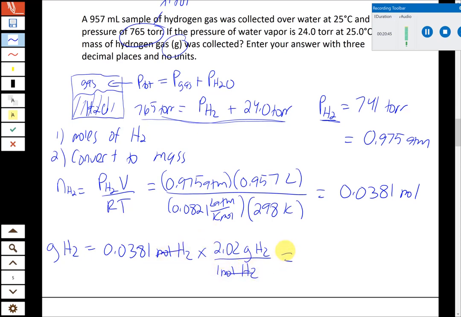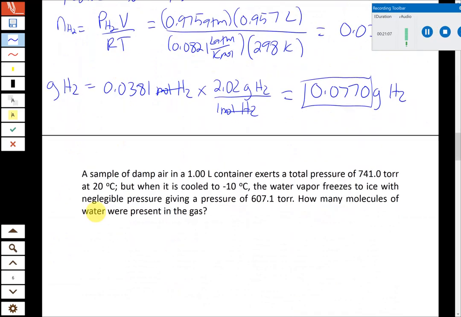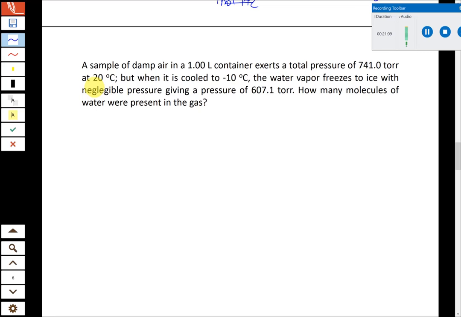So when we multiply that out, we get 0.0770 grams of H2, and that would be the number that you would enter in. All right, so that's how we would handle that problem, a pretty typical one. And then the last one I want to do in this section is a lot more involved, although it is a lot of the same concepts.